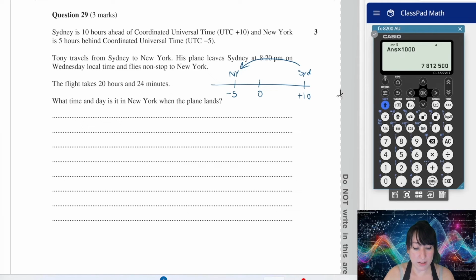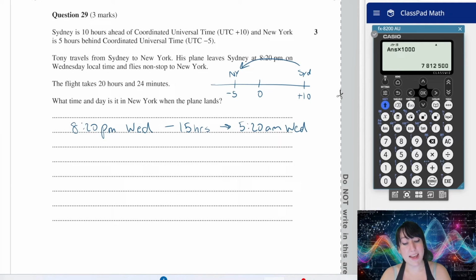So starting with the departure time of 8:20 p.m. on Wednesday, we will subtract 15 hours to convert to New York time. So 15 hours before 8:20 p.m.: if we took away 12 hours, it would be 8:20 a.m. And then 3 more hours is 5:20 a.m. on Wednesday.